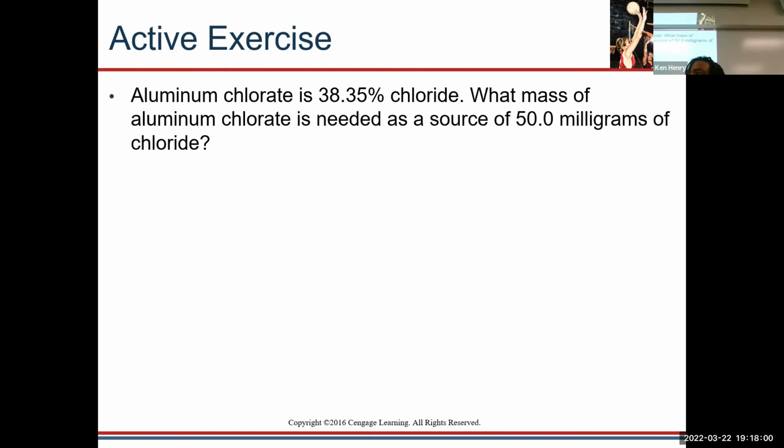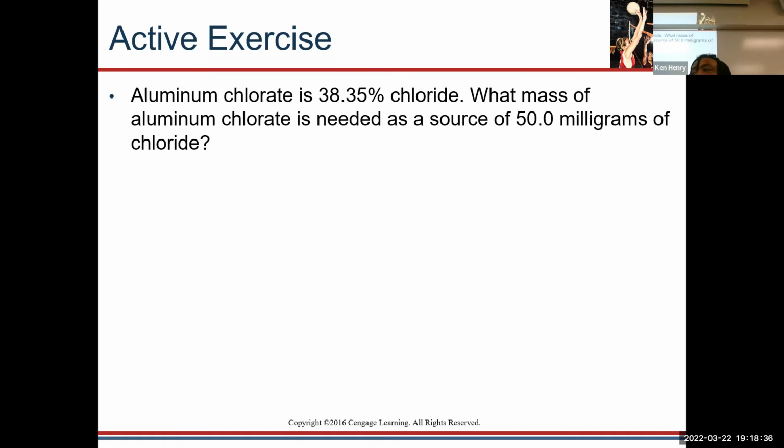Okay, so another way that we can use the data that's provided. If aluminum chlorate is 38.35% chloride, what mass of aluminum chlorate is needed as a source of 50.0 milligrams of chloride? I just made it sound that way. It's not that bad.